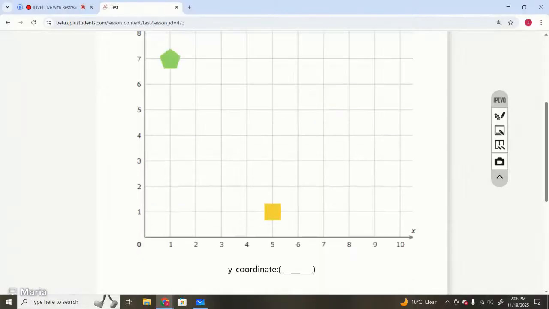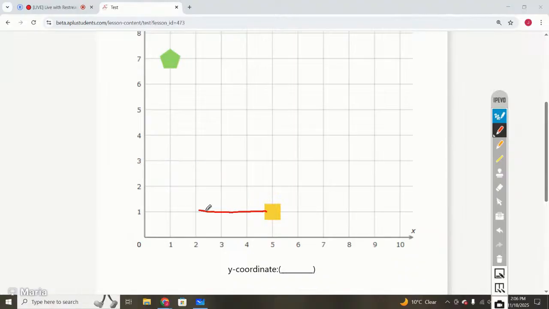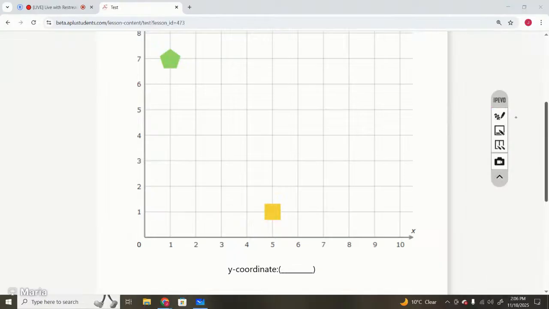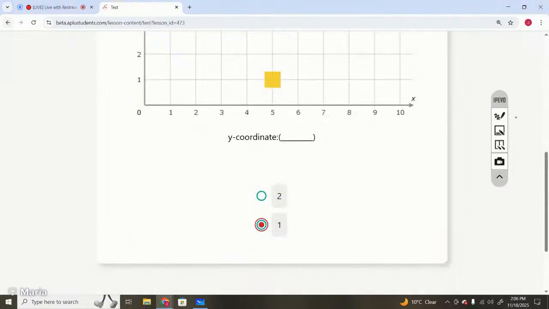What is the y coordinate of the yellow square? Here is the yellow square. Just match it to the y axis. So option 2 is the correct option.